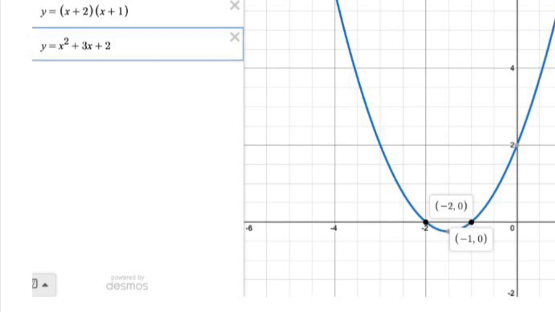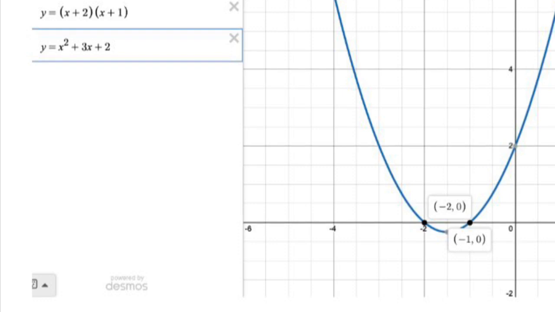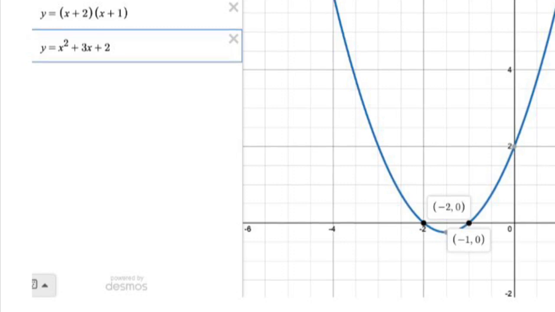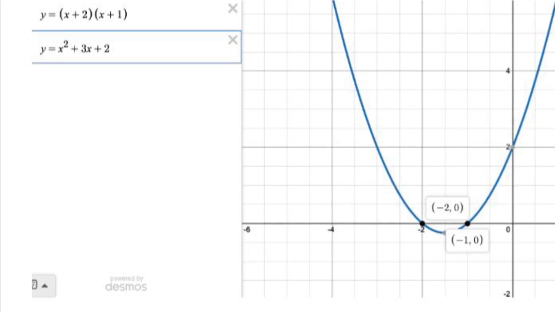So that must mean that there is something interesting about factored form. Well, factored form tells us that if it says plus 2 and plus 1, it's actually minus 2 and minus 1 along the x-axis, the zeros or x-intercepts. And so the standard form must tell us something interesting as well. And if you notice, at the end of the equation in standard form, there is a plus 2. And if you look at the y-intercept, the y-intercept is also plus 2, which is interesting.